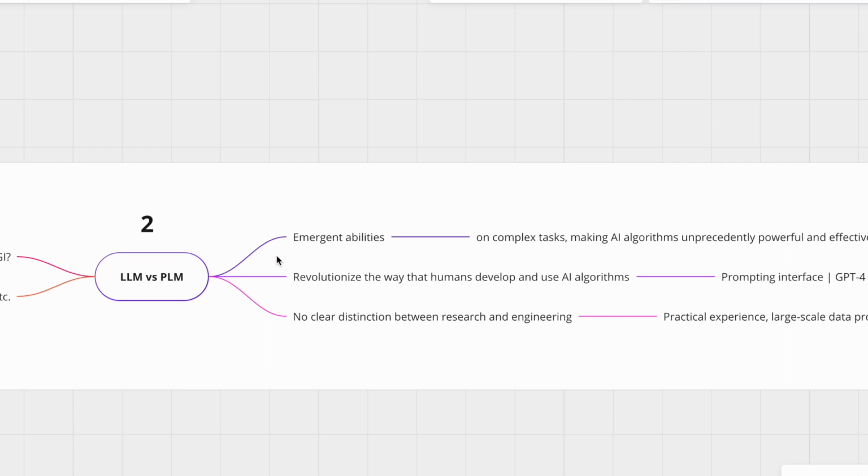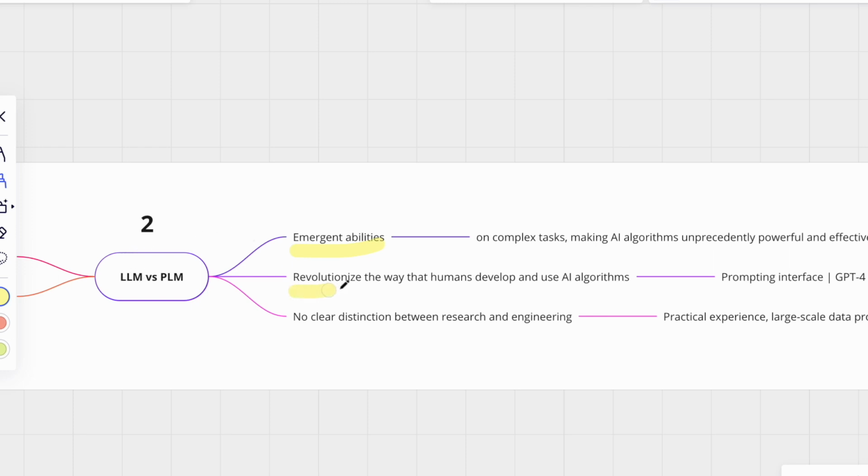First of all, in LLMs, we have emergent abilities. And simply, these abilities are not available in PLMs. Thanks to these abilities, we can solve very complex tasks, and these abilities make AI algorithms unprecedentedly powerful and effective. I will elaborate on this part. For the moment, you should know that LLMs have some abilities which are not available in PLMs, but they are very important and they increase the performance of the LLM in different tasks.